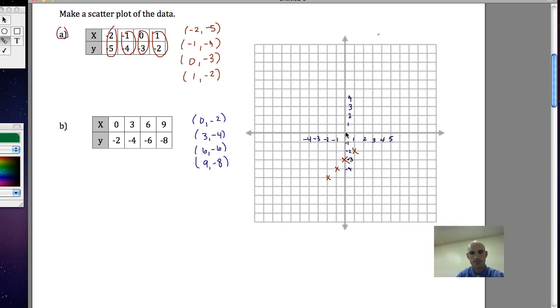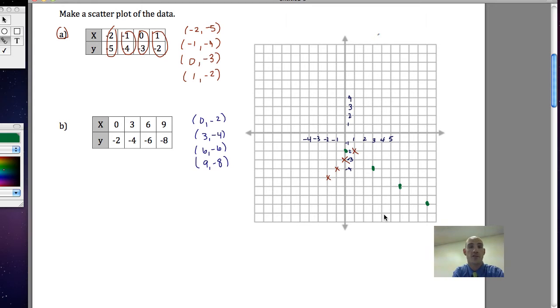So 0, -2. 3, -4. 6, 1, 2, 3, 4, 5, 6, -6. And 9, 5, 6, 7, 8, 9, -8. 1, 2, 3, 4, 5, 6, 7, 8.